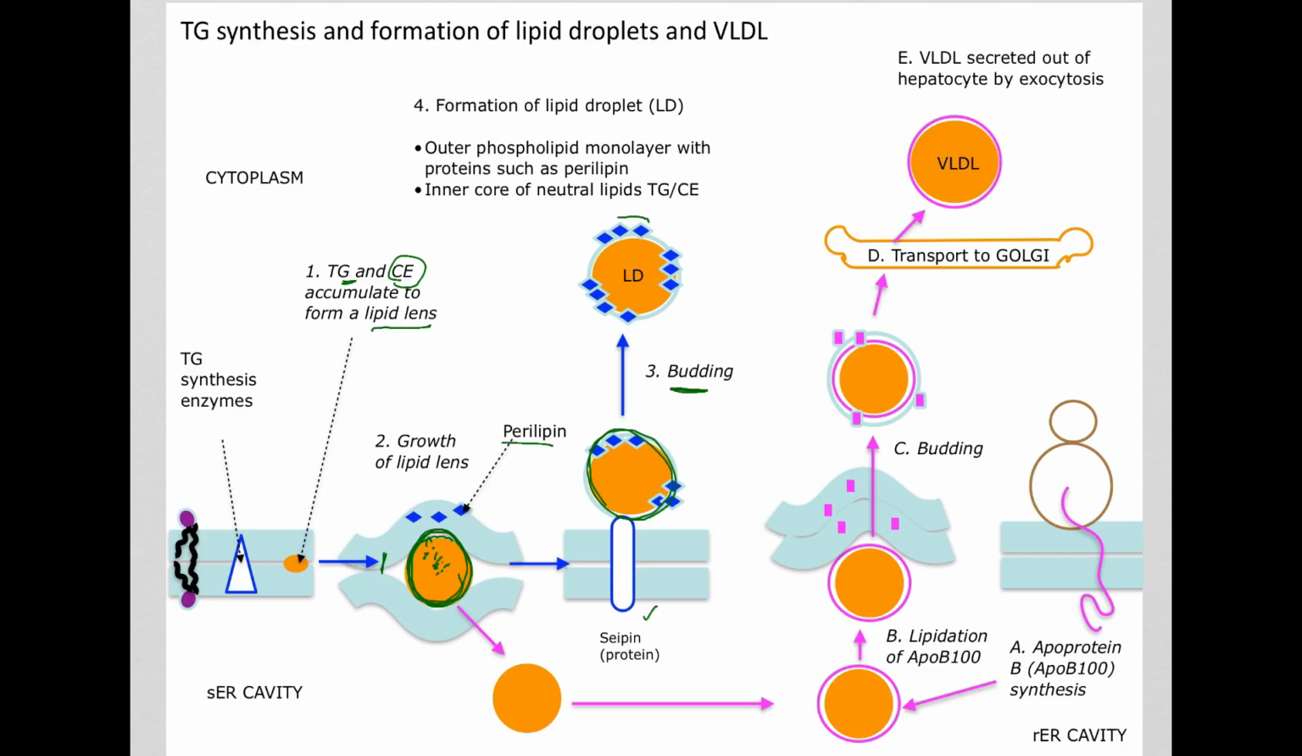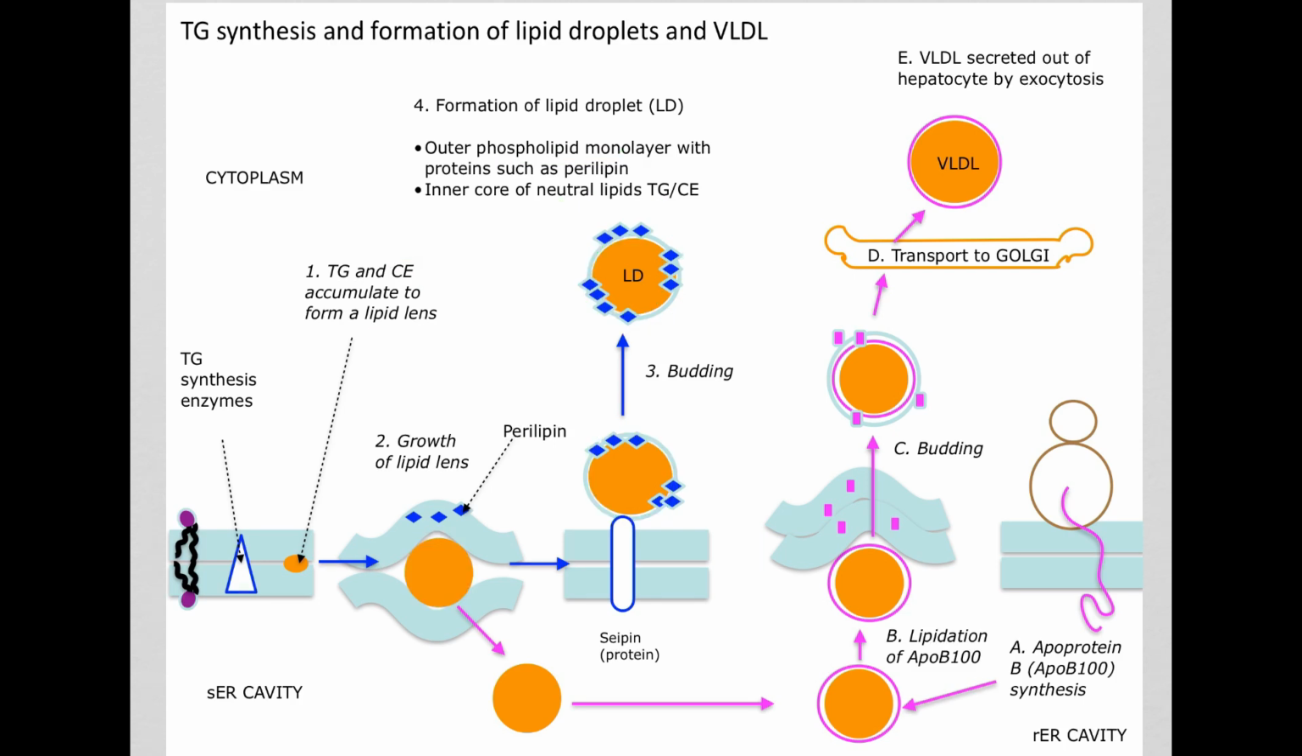And then in adipocytes, these lipid droplets will be stored in the cytoplasm as lipid droplets. You can see the lipid droplet has an outer phospholipid monolayer membrane, as well as some proteins such as perilipin. And the inside of the lipid droplet consists of all the hydrophobic lipids, such as your triglycerides and your cholesterol esters. So this is what we see in adipocytes.